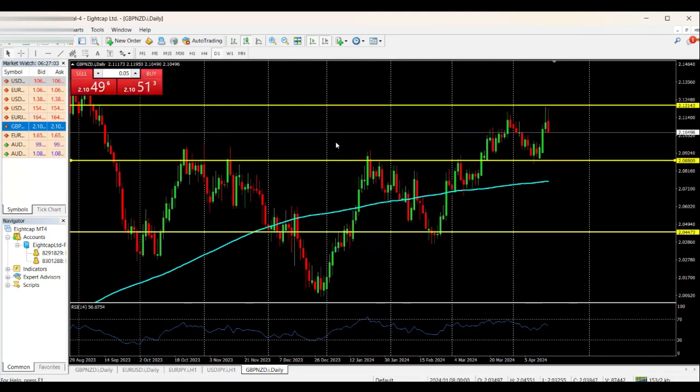Can somebody tell me what is the trend on GBP NZD right now? Can someone tell me the trend on GBP NZD?